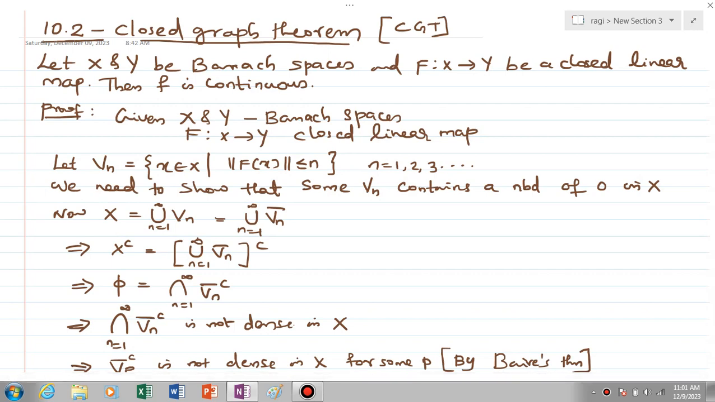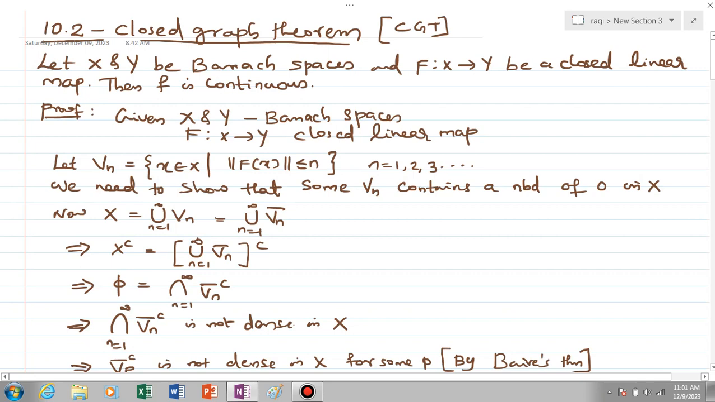Welcome all. Here we are going to discuss Theorem 10.2, the closed graph theorem. The statement is: let X and Y be Banach spaces and f from X to Y be a closed linear map, then f is continuous. Okay, the map f from X to Y is continuous. We will discuss the proof.